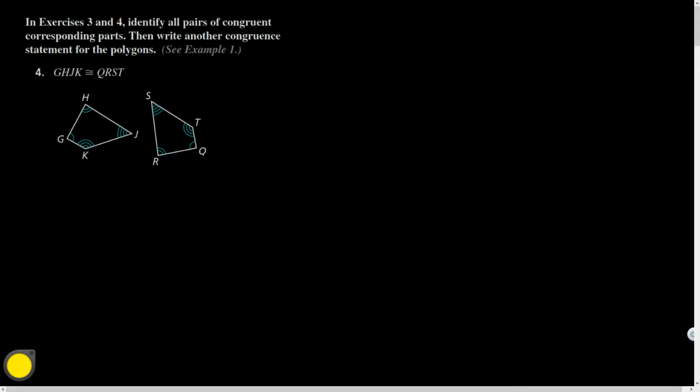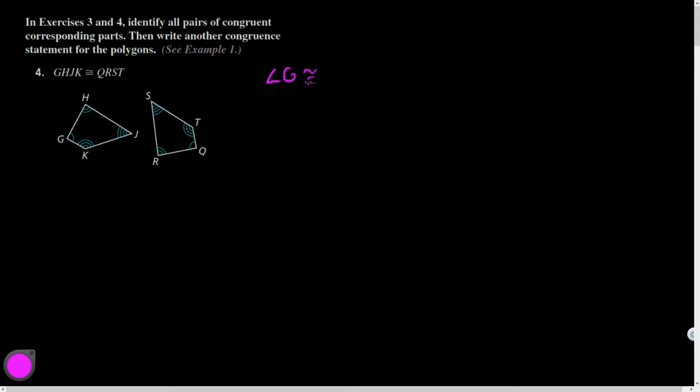Welcome. Today we're talking about congruent figures. It says here, identify all pairs, so pairs means two, of congruent corresponding parts. I was told that these two polygons, which look like quadrilaterals, I don't think they're trapezoids, but they might be, are both congruent. So let's start with labeling the angles.